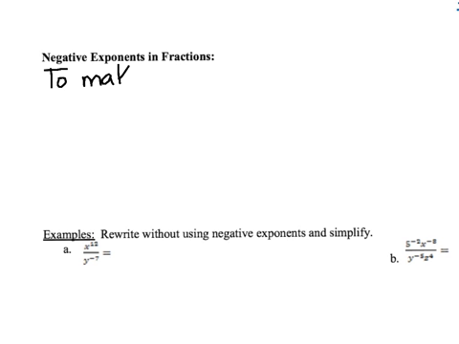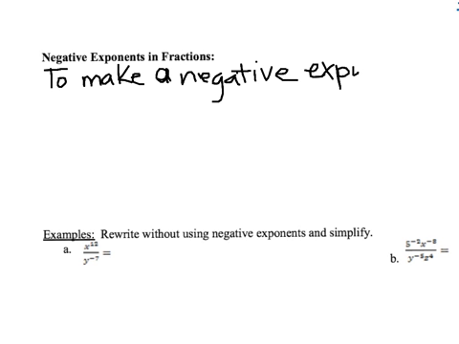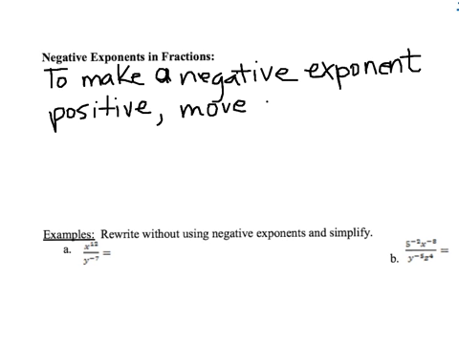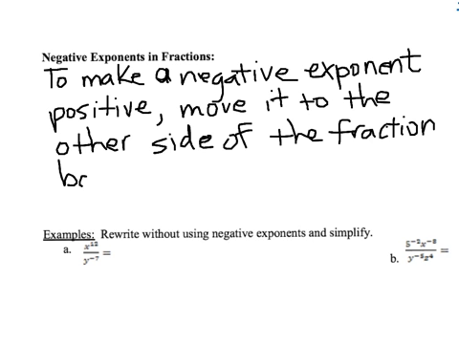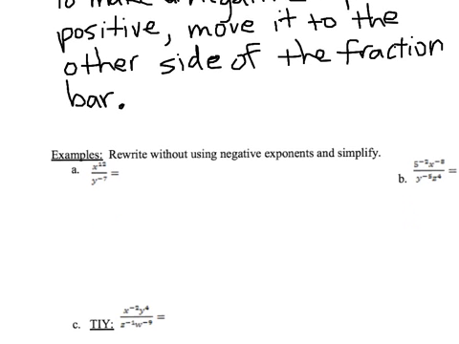To make a negative exponent positive, move it to the other side of the fraction bar. And that's going to be the exact same thing as taking the reciprocal of it. Let's look at a couple of examples.